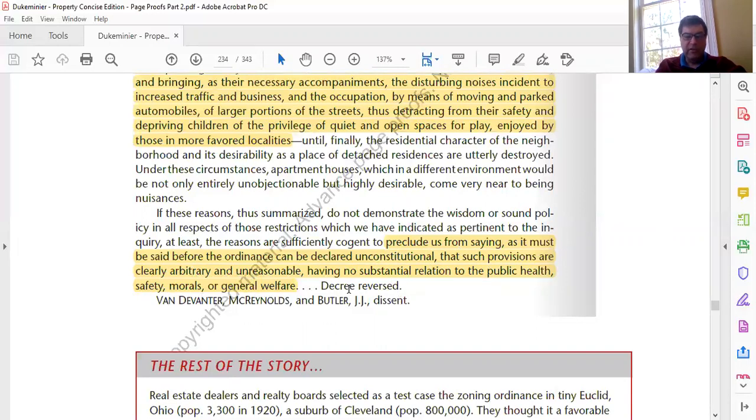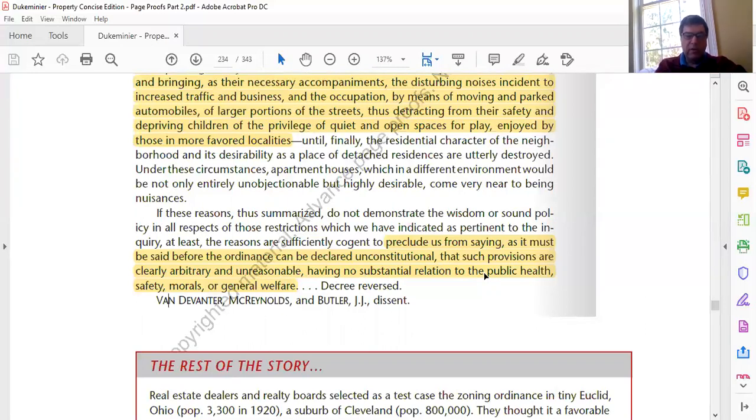The idea is that a state is deemed to have a general power to regulate the conduct of citizens in order to protect the public health, safety, welfare, and morals. And the shorthand phrase for that is the police power. And so when the court says it is looking at the ordinance, it's deciding whether it is clearly arbitrary and unreasonable, or on the other hand, is this a valid exercise of the police power?